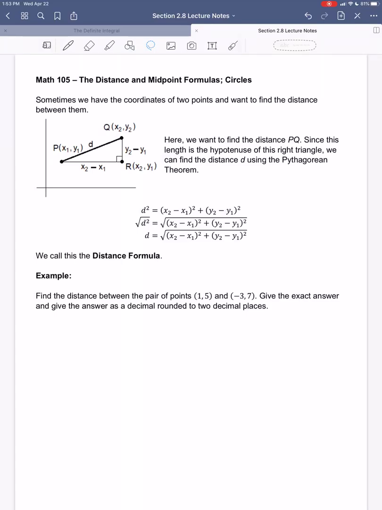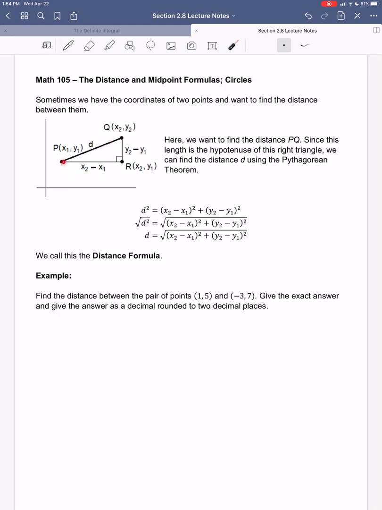I'm going to talk a little bit about the distance formula, the midpoint formula, and then equations of circles. So, like I said here, sometimes we want to find the distance between 2 points. What we have here maybe is a point P that has coordinates x1, y1, a point Q that has coordinates x2, y2, and I'm going to try to find this distance D between them. That's the length of this line segment.